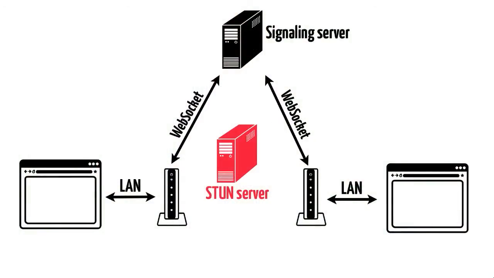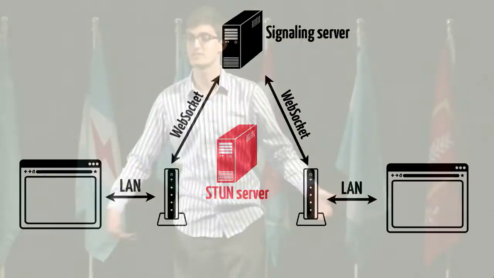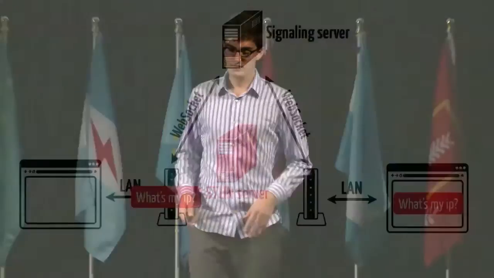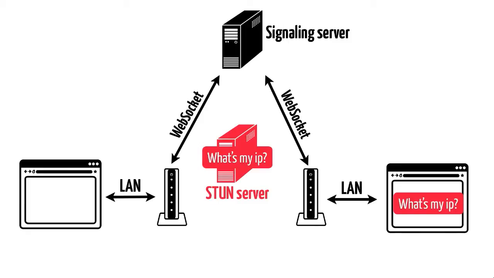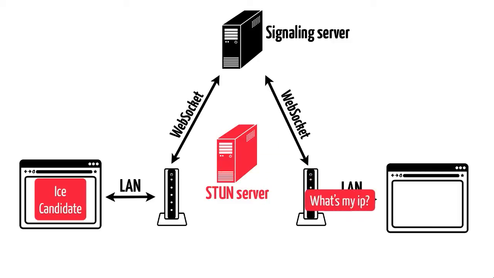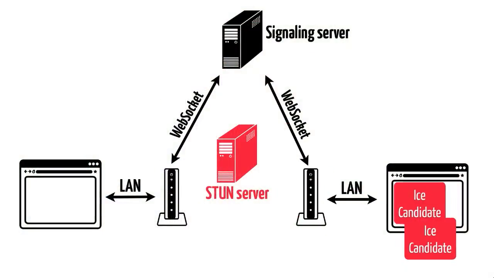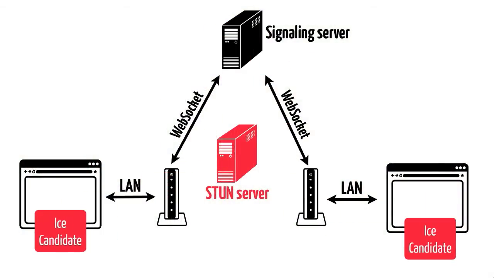So the second step is to hole punch through the NAT. And to do that, there's this thing called a STUN server, which just sits out on the internet and tells peers what their IP address is from the outside world, since the peers don't know on their own. And so each peer sends a message to the STUN server asking, what's my IP? They get a response. And afterwards, they have what's called an ICE candidate. That's basically just an IP address and a port number. And then they send that to the other peer, and that peer sends his ICE candidate to the other side. And so now they both know the IPs that they need to talk to each other on.